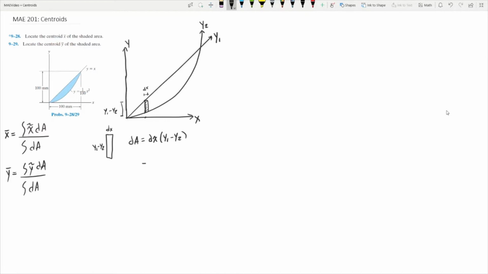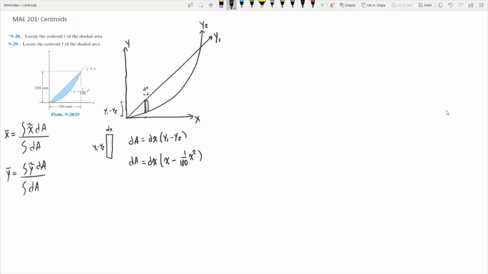And what we can do here as well is substitute the equations of our lines into y1 and y2 respectively. So let's go ahead and do that. We're going to have dx times (x minus 1/100 x squared), and that's all equal to dA. We're going to substitute this dA in for the dAs that appear in our x bar equation in order to integrate and solve for x bar.